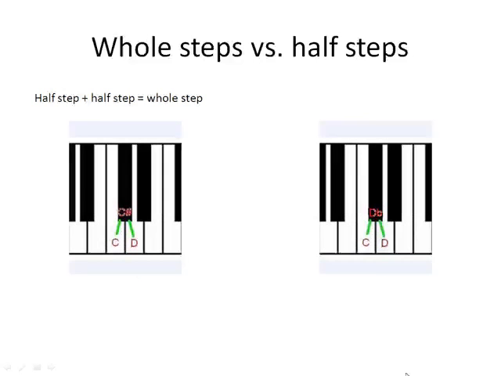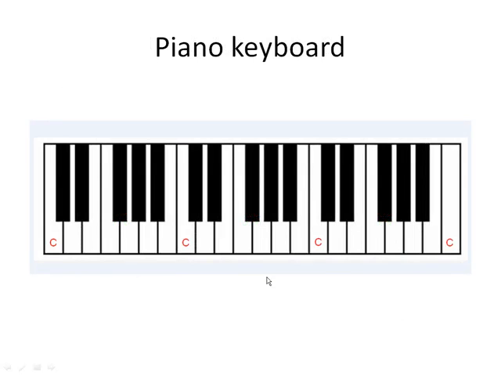Because we can add half steps to get a whole step, that expands the kinds of combinations we can find on the piano keyboard. For instance, from one black key to an adjacent black key is a whole step because there's one intervening key. I can go half step, and that gives me a whole step. From this white key to this black key is a whole step because I can go half step. That gives us a whole step.